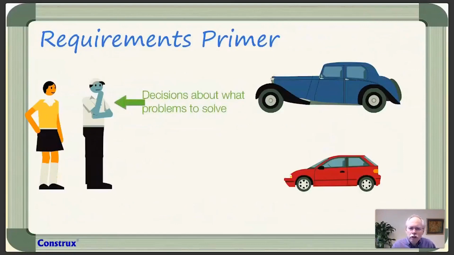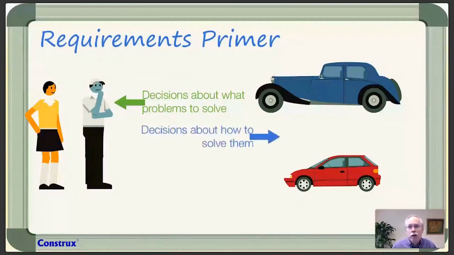Because user stories are going to say, let me describe the problems that we need to solve. And of course, we're going to have decisions about how to solve them too, whether we should go with a big fancy car or a small car. And some people like to call these decisions about how we're going to solve them requirements, because they're decisions that we're making. And I hear that a lot.